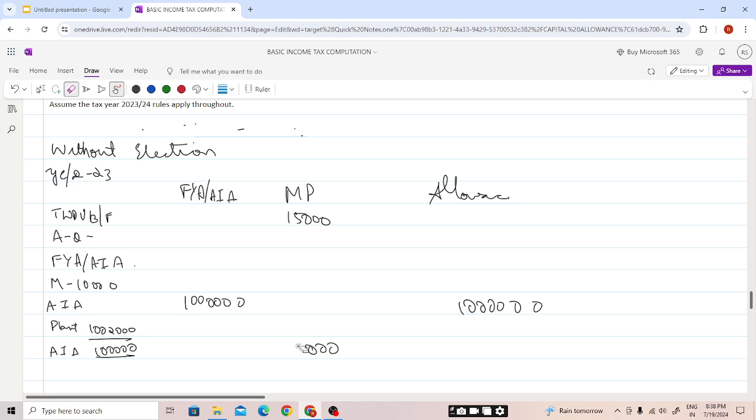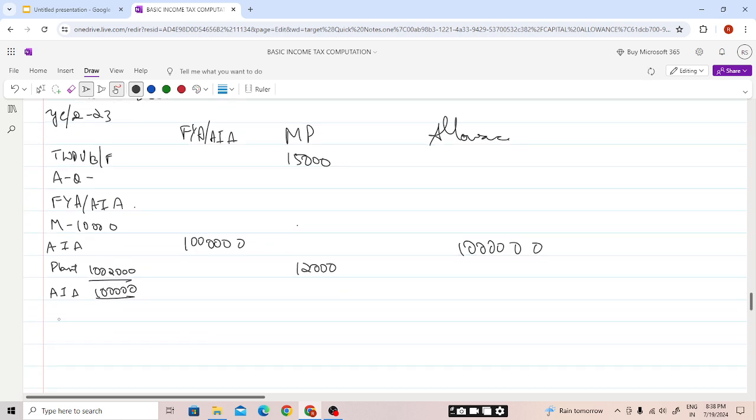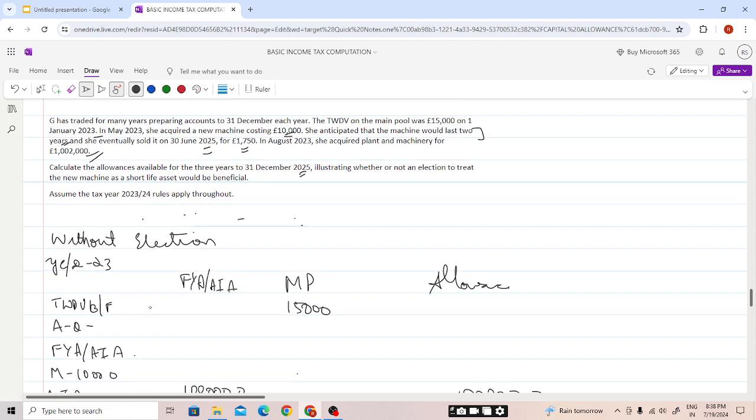This is clear, students. So 12,000 main pool. Now, any additions not qualifying? Nothing. Any disposal? No disposals. Do we have any disposals? No. Acquired, anticipated machine lots? No, students.